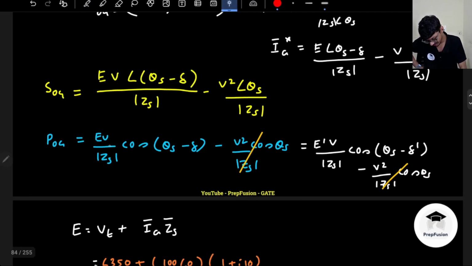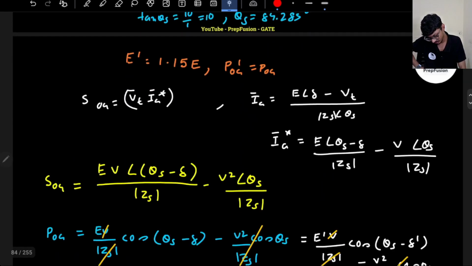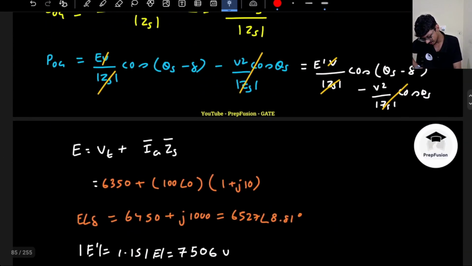So basically this V and V also will get cancelled, right? This ZS also will get cancelled. So a lot of calculations are actually getting reduced. So basically this E dash will come here. So E upon E dash is simply 1 by 1.15. So that also is reduced. So actually I did not need to calculate this much. But delta anyways I needed to calculate, so that is required. Theta s I already know. So ultimately this is the equation 1.